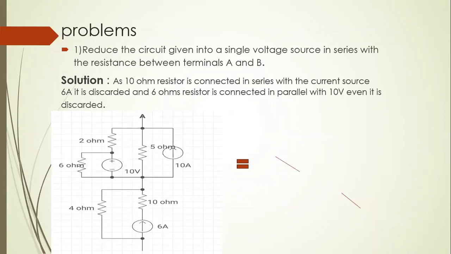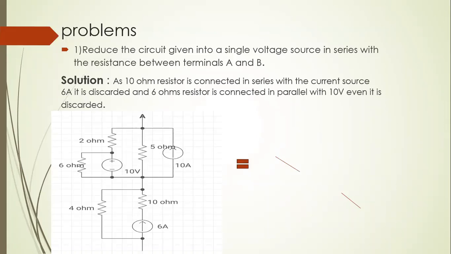So the given problem is to reduce the circuit given into a single voltage source in series with a resistance between the terminals A and B. So A and B are the two terminals. The circuit is given here. So we need to reduce this into a single voltage source and a resistance in series with it.